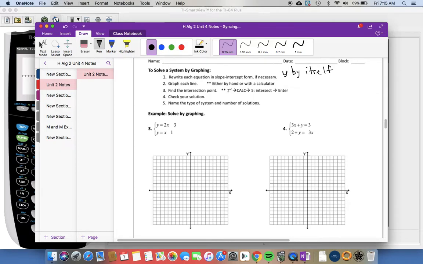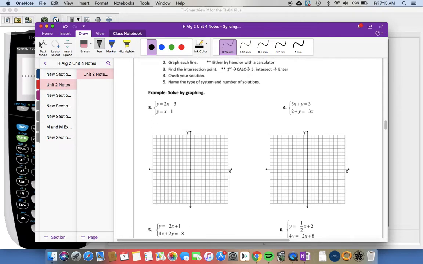We're going to check your solution. I'm not going to really show that every single time, but it is a good thing to make sure you do. And then in step 5, we're going to talk about the type of system and the number of solutions.